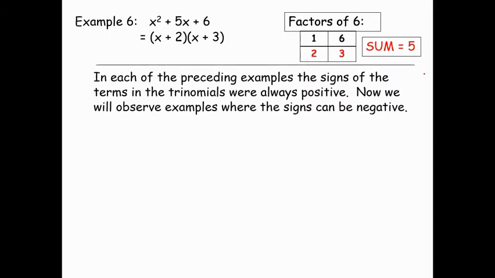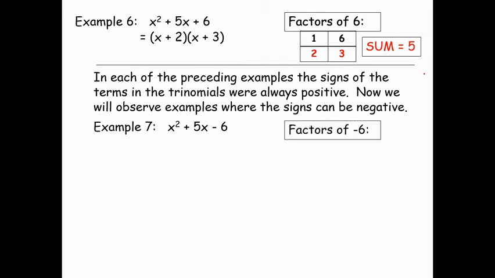Okay? In each of the preceding examples, the signs of the terms of the trinomials were always positive. Now we will observe examples where signs can be negative. So like this one, x squared plus 5x minus 6. Please notice that yes, we're going to use the same trinomial. We're just going to change the signs.